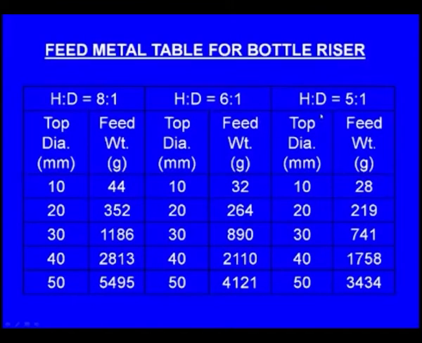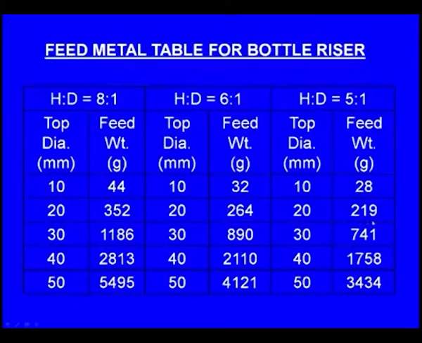Now, let us see another case where h/d ratio is equal to 5:1. When the top diameter is 10 mm, the feed weight is 28 grams. When the top diameter is 20 mm, the feed weight is 219 grams. When the top diameter is 30 mm, the feed weight is 741 grams. When the top diameter is 40 mm, the feed weight is 1758 grams. When the top diameter is 50 mm, the feed weight is 3434 grams. So, this is the case when the h/d ratio is equal to 5:1.